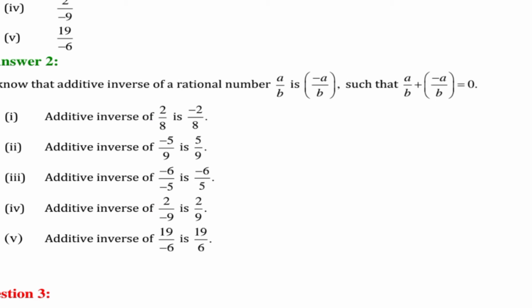Then additive inverse of 2 by minus 9 will be 2 by 9, right? Additive inverse of 19 by minus 6 will be 19 by 6, right? It's simple. Okay, right.